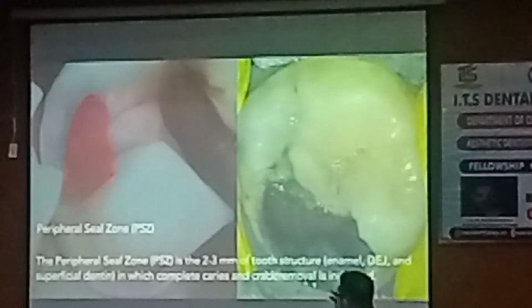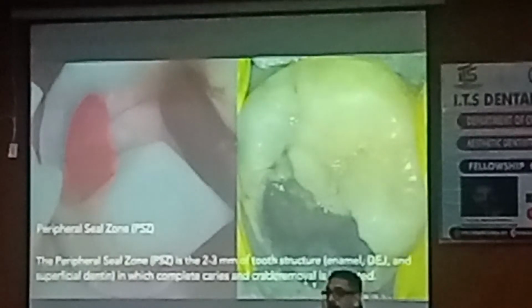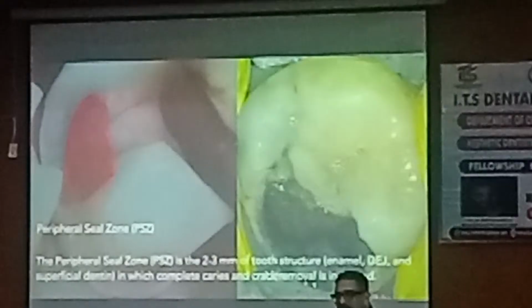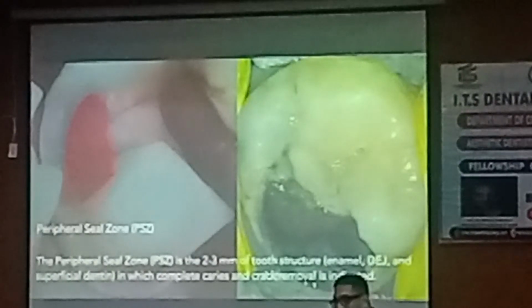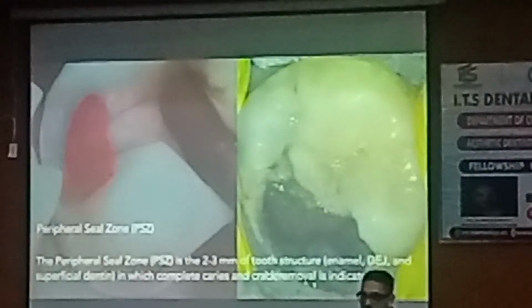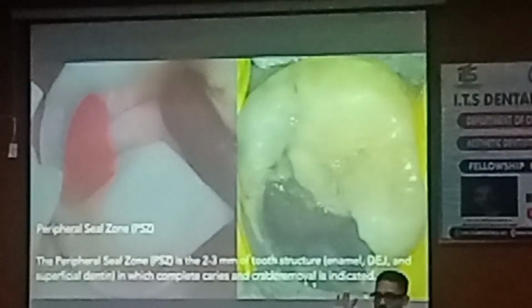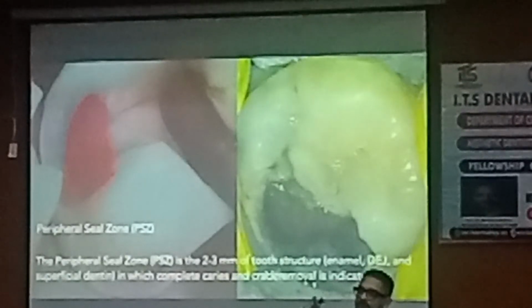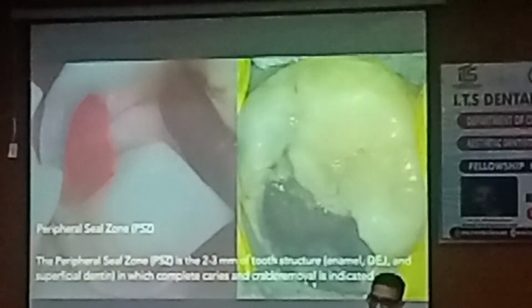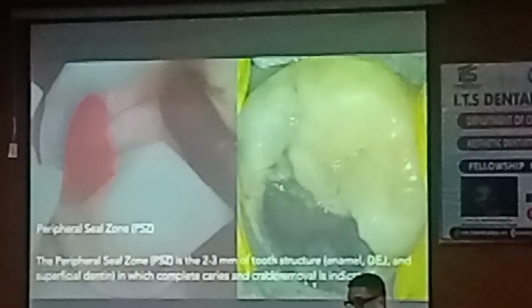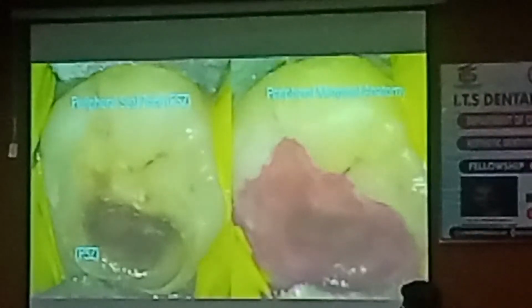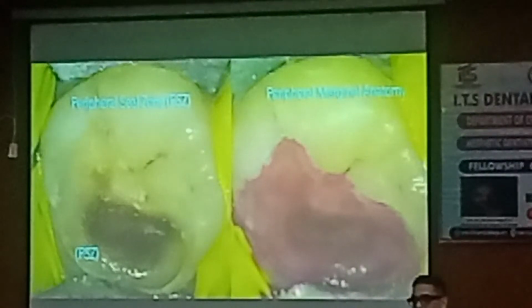If you take your diamond and go center first, there is a 99% chance that you will hit the pulp. For sure. Then you will say, yeah, I am correct. Why? Because you go directly into the center. Don't do that. Take your diamonds, take whatever you want, even your spoon excavators, don't put them in the center. It's the softest part, you will destroy it. Isolation, burr, periphery first.